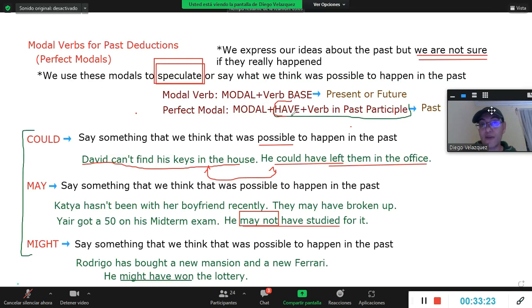It doesn't matter the person. For subjects I, you, he, she, it, we, they, with all the subjects, even if we have a he, my friends, yes, the correct auxiliary in a perfect modal needs to be have, okay? A common mistake is that sometimes people do the next. He could has left them in the office.